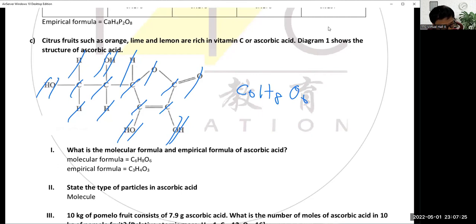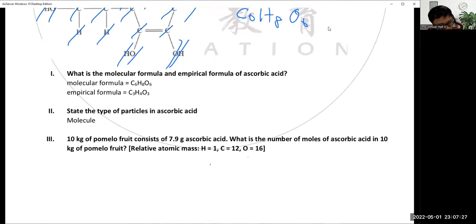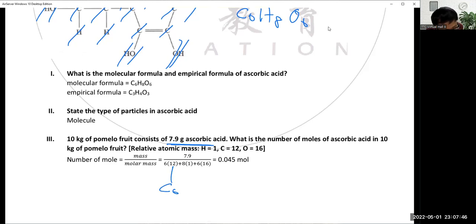The type of particle formed by ascorbic acid is molecule. So it has this much of the ascorbic acid. So we have to calculate mass divided by molar mass. I will get moles. Then I want to find how many moles, that will be the answer. So divide by molar mass. The molar mass would be 6 times 12, this is my C6, this is my H8, and this is my O6. So this is the draft idea.